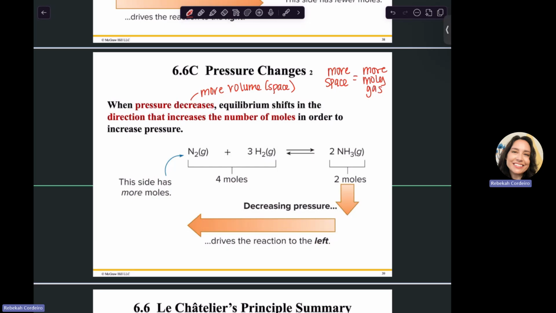You can also think about it like a party. If you know you're going to have more space for a party, you can invite more guests. If you know you're going to have less space for a party, you might have to invite fewer guests. And again, this is always going to be moles of gas, so make sure you're not counting moles of solids or liquids or aqueous solutions.